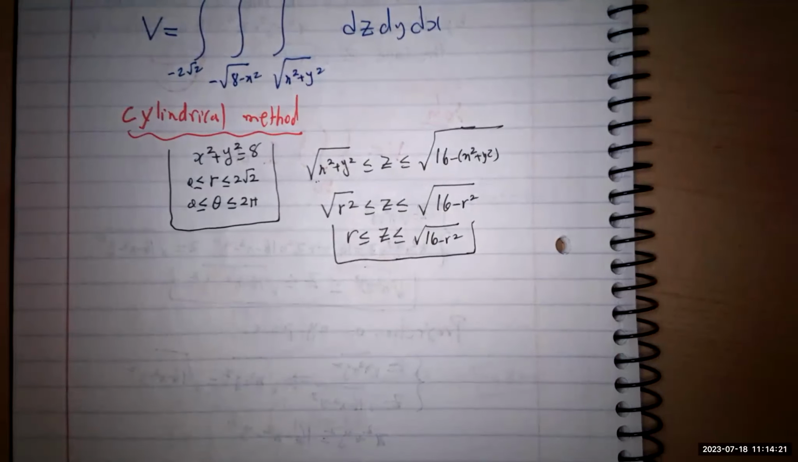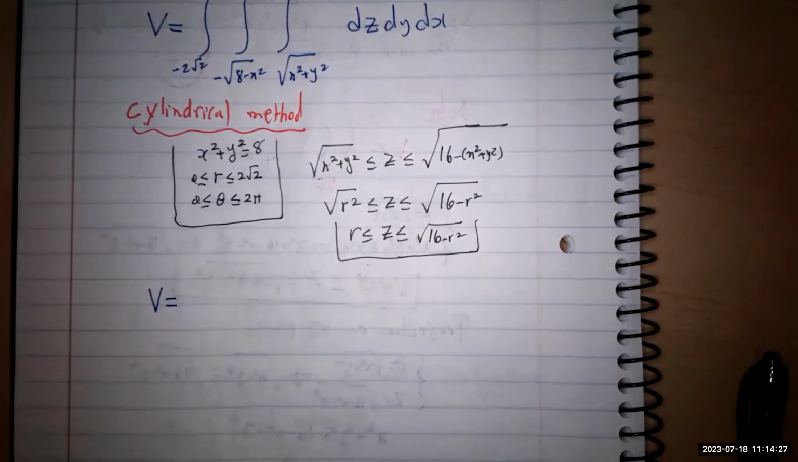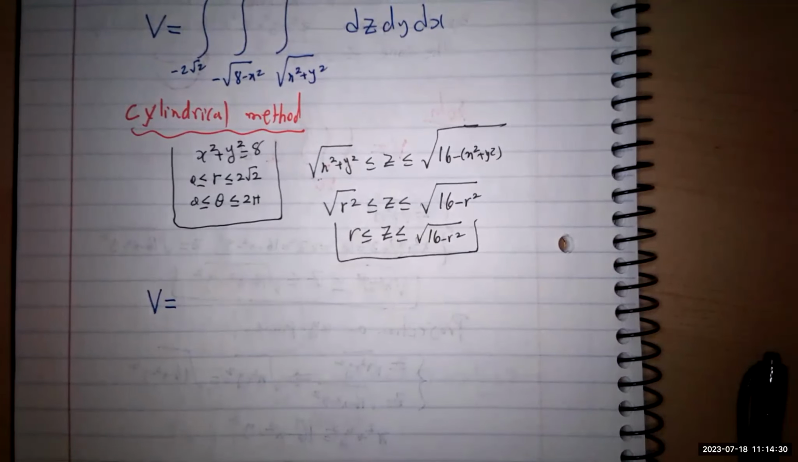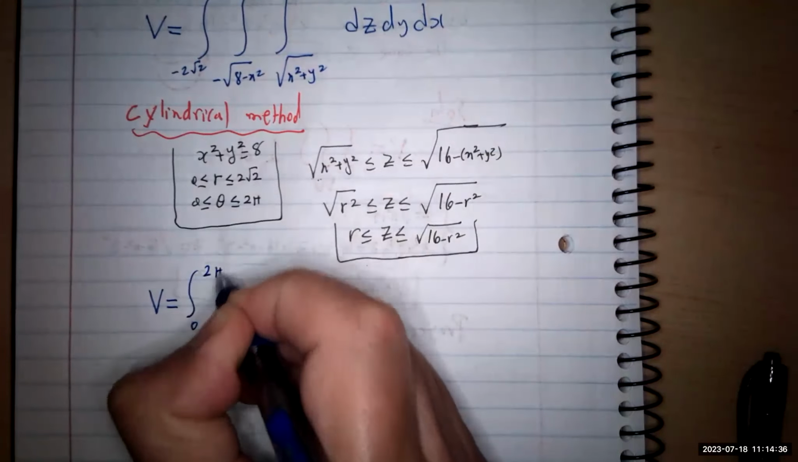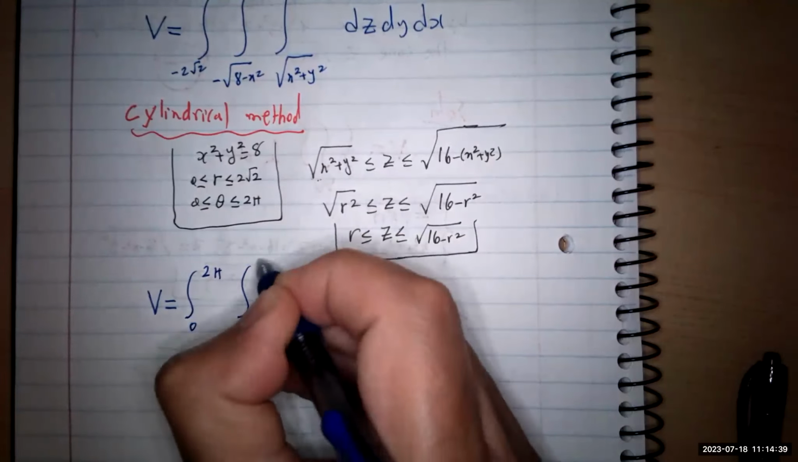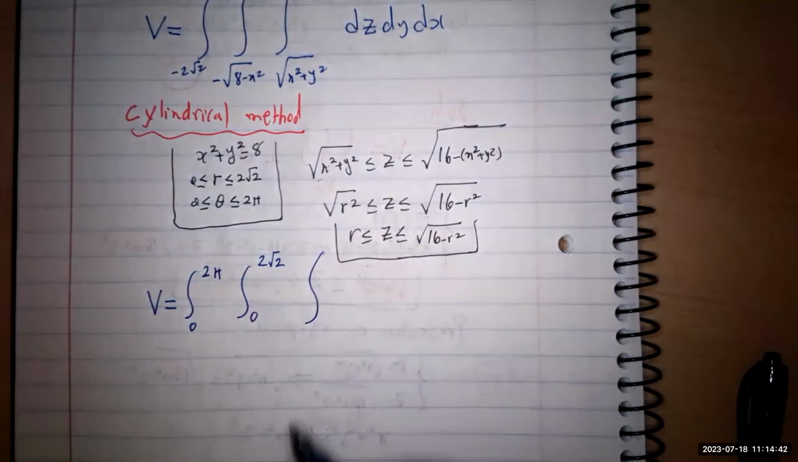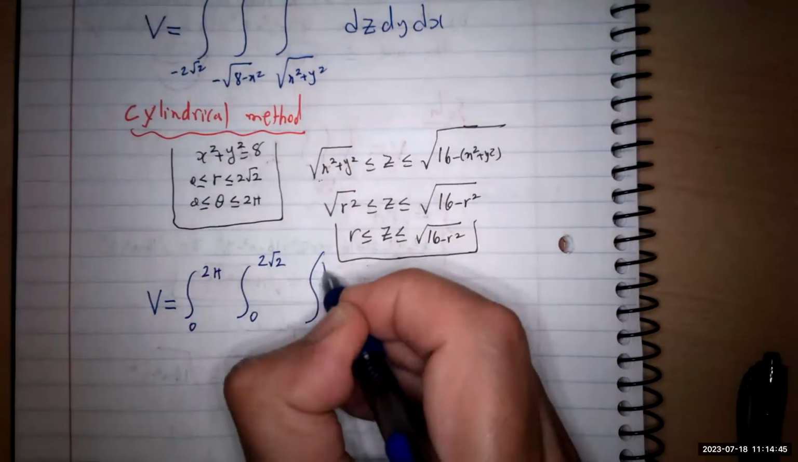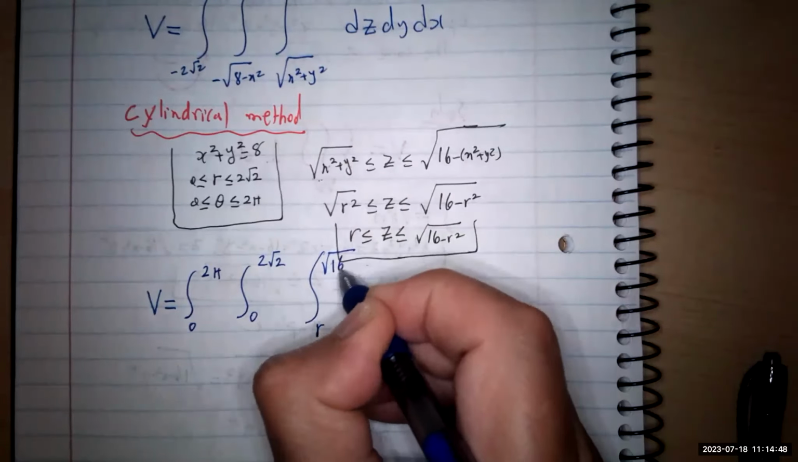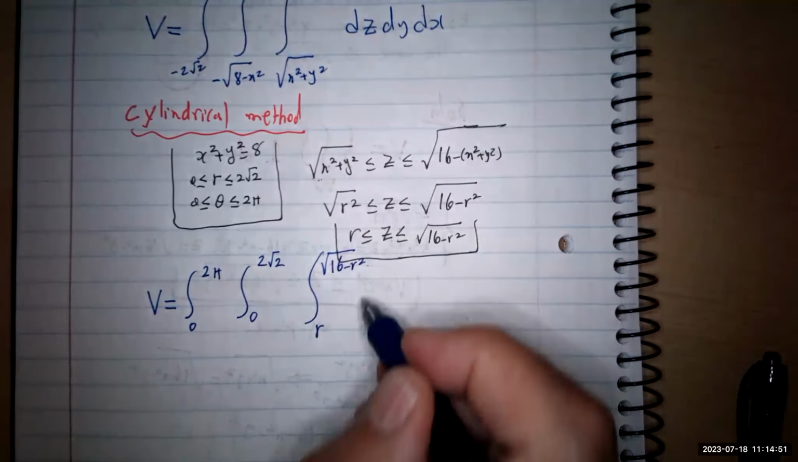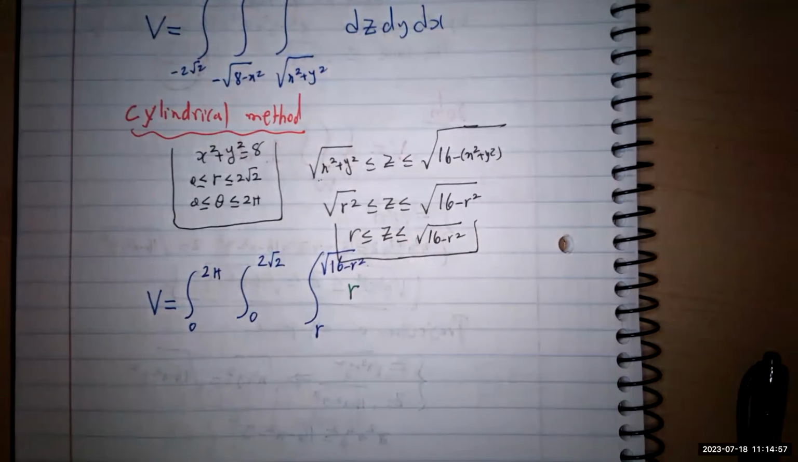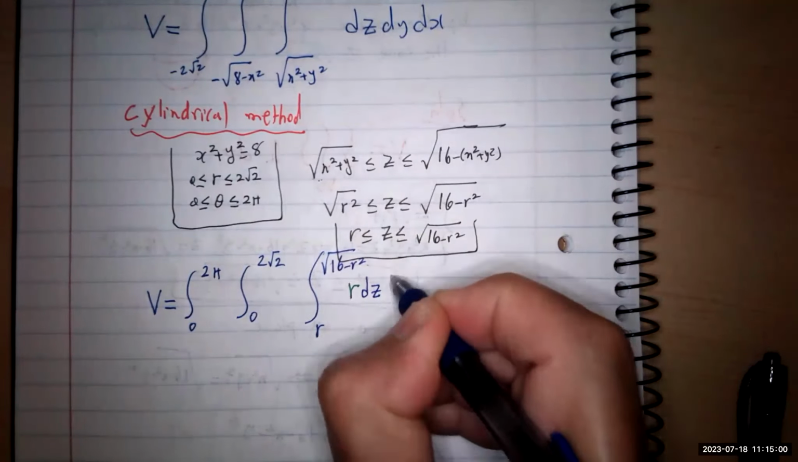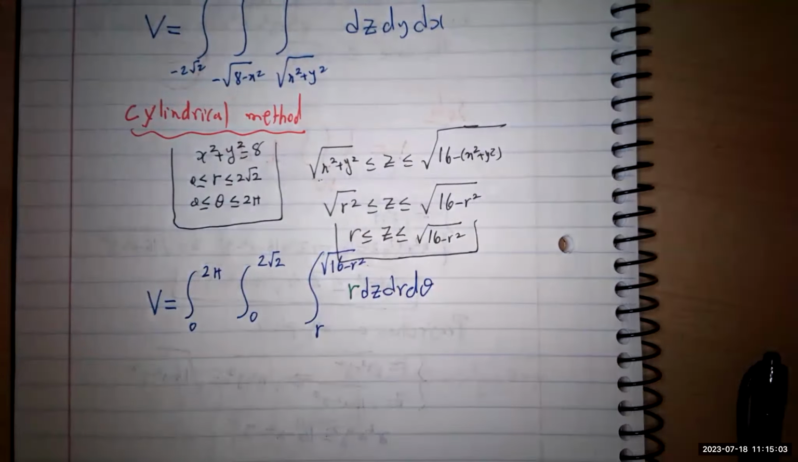Any question? So we can set up the formula for V in polar or cylindrical form. You go with theta 0 to 2 pi, with r 0 to 2 radical 2, and with z from r to the square root of 16 minus r squared. Extra r, remember, the Jacobian. You will see today, extra r, then dz, dr, d theta, cylindrical form.